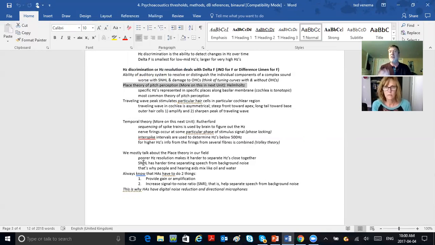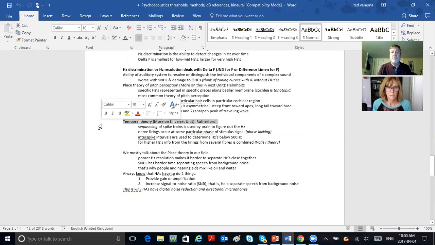Helmholtz is the one you and I've talked about. High frequencies are located near the base of the cochlea. Low frequencies are located near the apex, just like keys on a piano. That's what we've been studying so far. There's another guy called Rutherford, and he held the temporal theory. The temporal theory says that's not the only way that the cochlea is tonotopic.